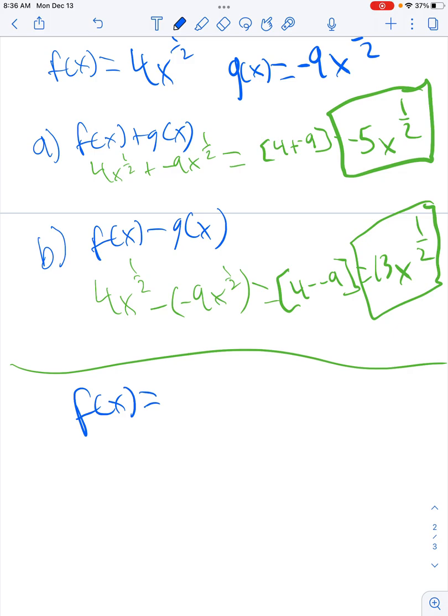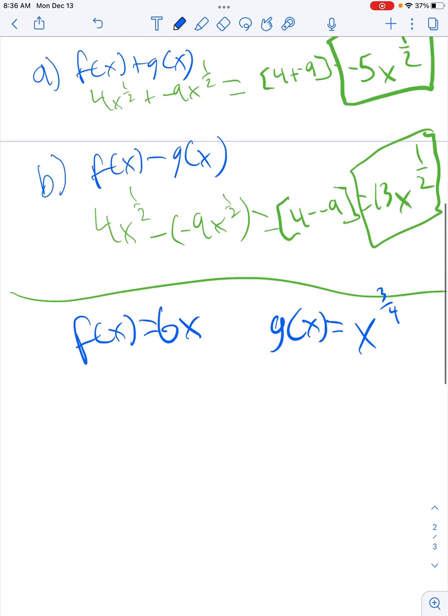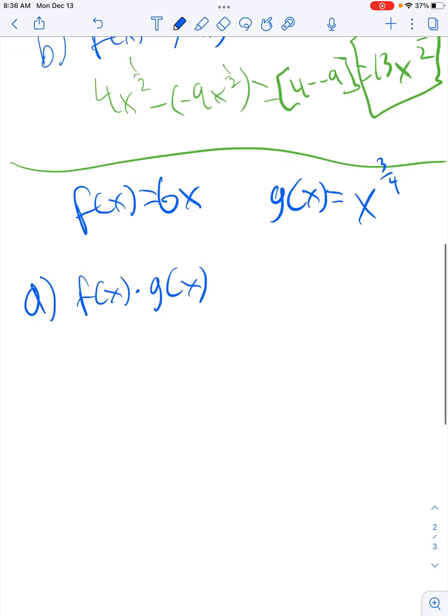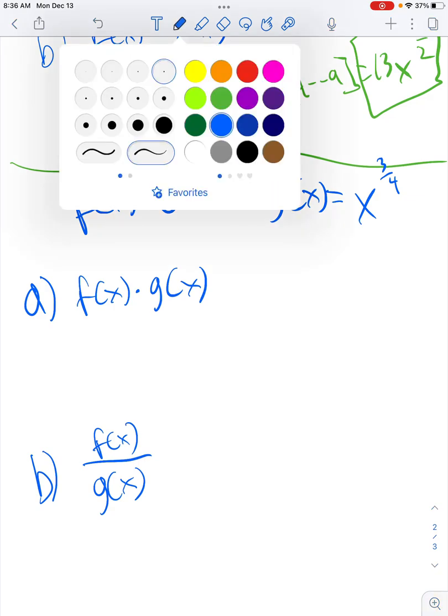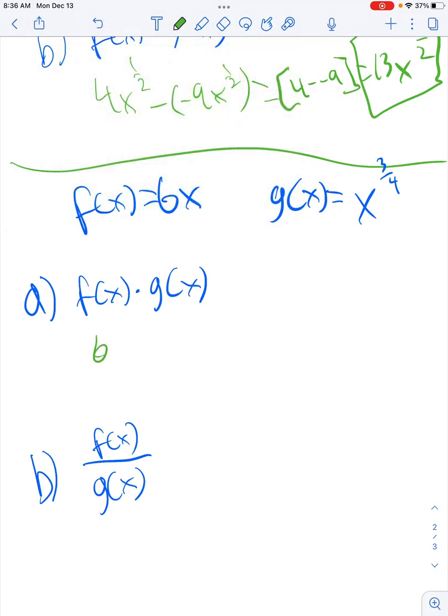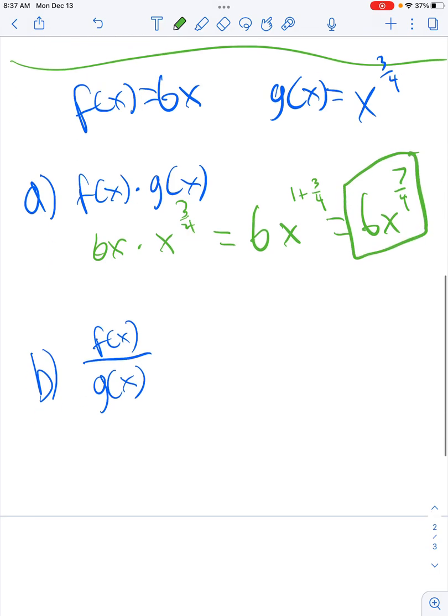Let's say f of x equals 6x and g of x equals x to the 3/4. If I want to find f of x times g of x, and I want to find f of x divided by g of x, what I'm going to look to do is plug these in. 6x times x to the 3/4, which means my exponent rules tell me that I need to add them. So 6 times 1 is 6, and then I have 1 plus 3/4, which is going to give me 6x to the 7/4 if you keep it as a mixed number.